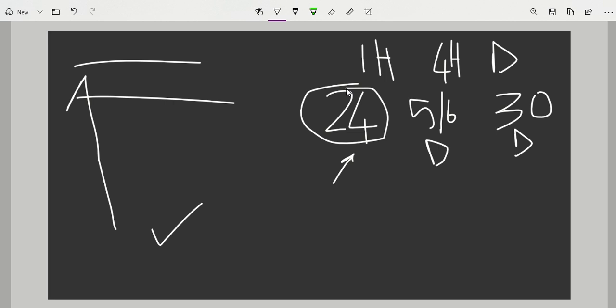Yeah, so that's all there is to it, guys. Can you believe it? That's all there is to it. Hourly chart has to come back within 24 hours. 4 hour chart has to come back within 5 to 6 days, and the daily chart has to come back within 30 days, right?